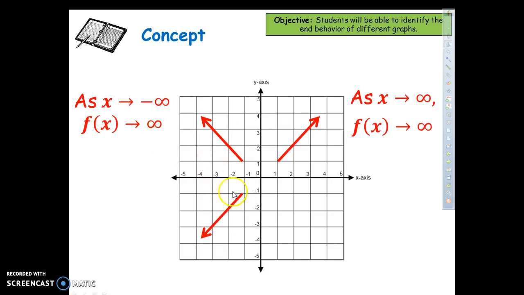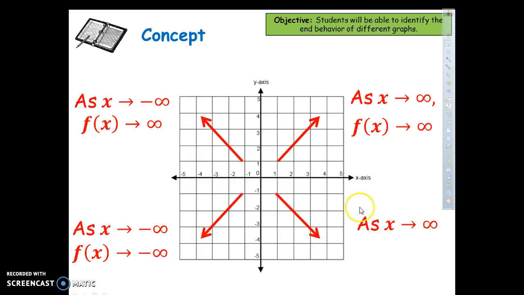If I have an arrow going this way, in my third quadrant, my x values are going to the left, which is negative infinity, and my y values are going down, which is negative infinity. If I have an arrow going in this direction, towards my fourth quadrant, my x values are going to positive infinity, and my y values are going to negative infinity.